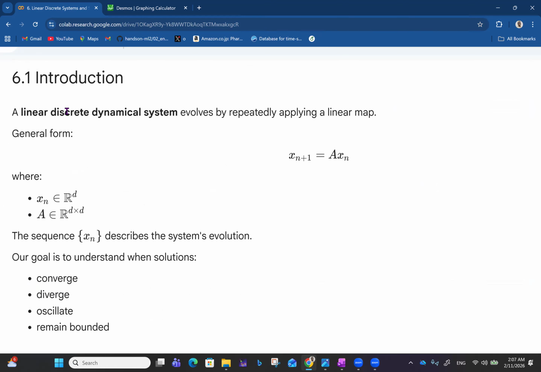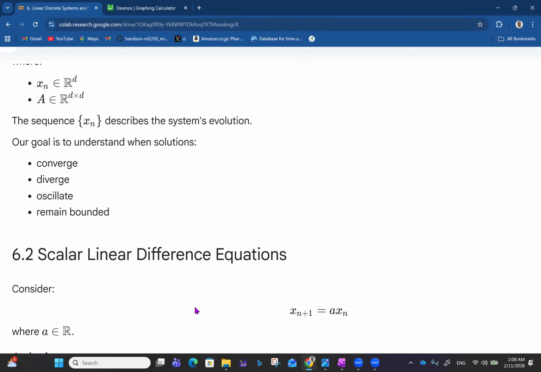So, introduction. A linear discrete dynamical system evolves by repeatedly applying a linear map, which is x sub n plus 1 equals A x sub n, where x sub n is in d-dimensional real number space, and the matrix A is a d by d matrix, right? So the sequence x_n describes the system's evolution. Our goal is to understand when solutions converge, diverge, oscillate, or remain bounded.